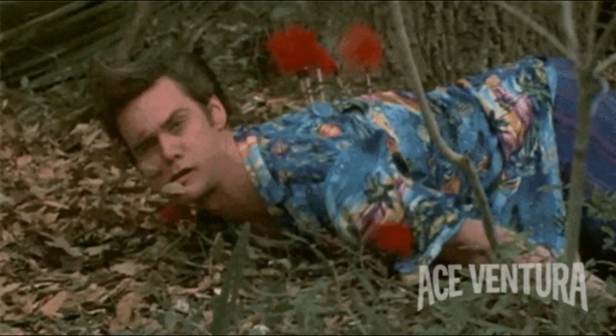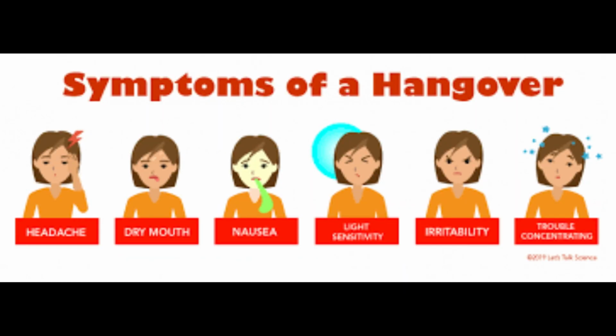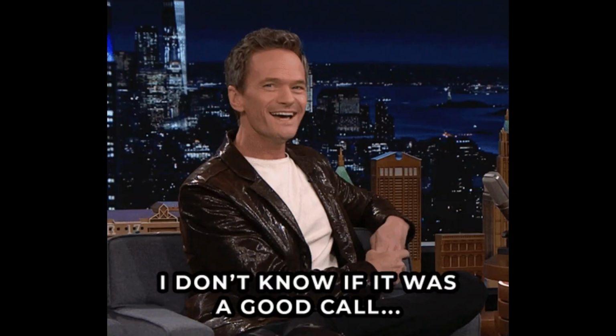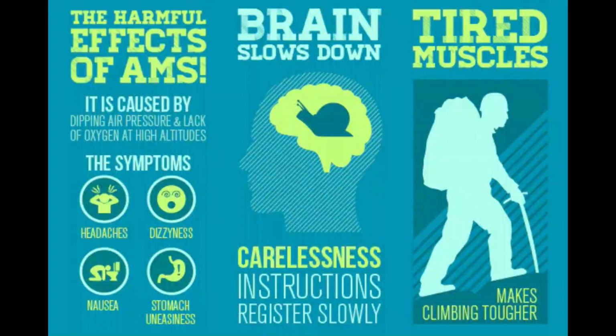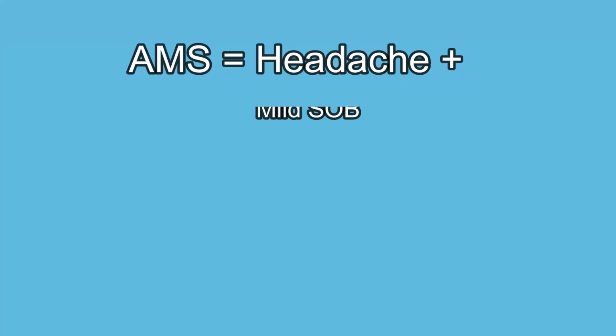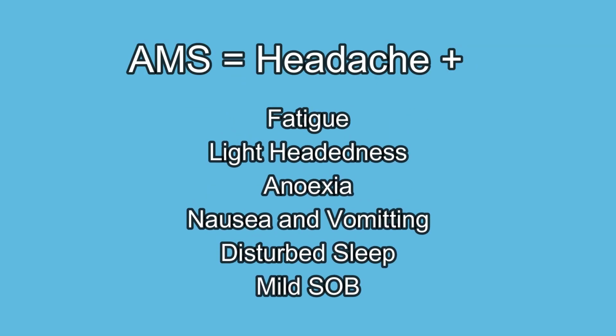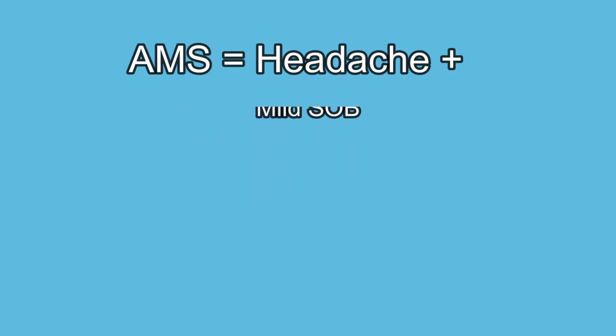So you get up early the next morning and you start climbing. And after a few hours, you start to notice you had a headache, you feel a little fatigued, and maybe a little nauseated. You just chalk it up to a hangover. Wrong choice. Acute mountain sickness can present just like a hangover. Typically, it's categorized as a headache with one of fatigue, lightheadedness, anorexia, nausea, vomiting, disturbed sleep with frequent awakening, or a mild shortness of breath with exertion.